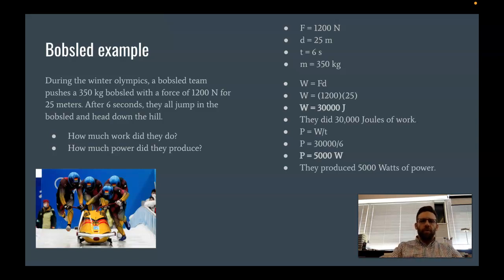All right, so I hope this was useful. There probably will be some practice questions for you to try to answer when it comes to work and power. So good luck with that.